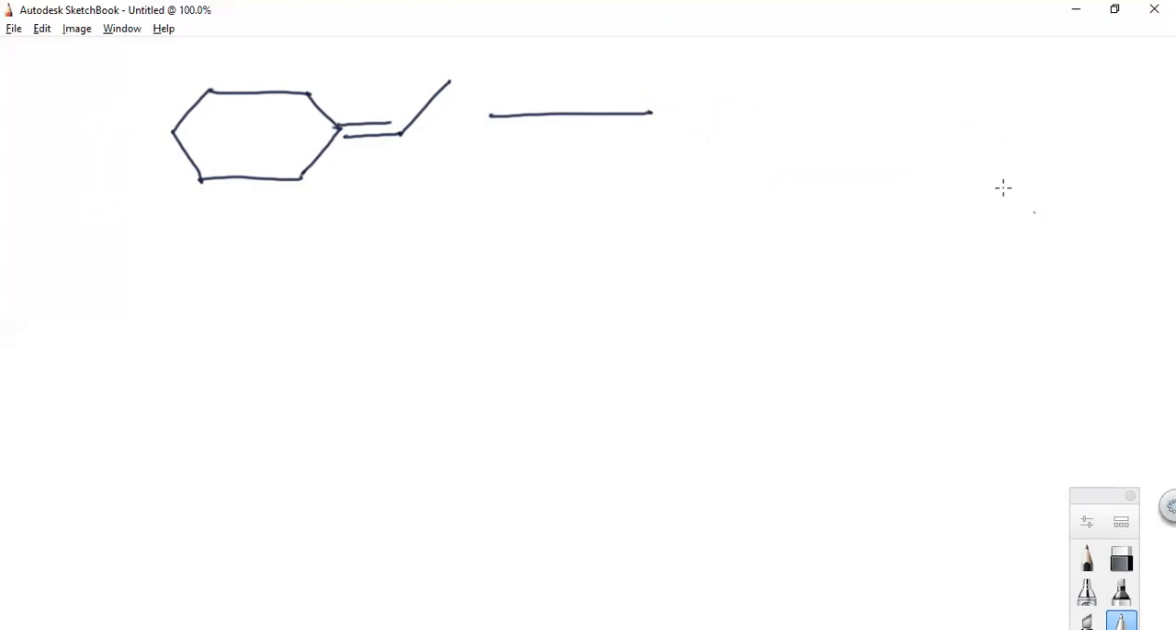Let's do this. Let's say we have these conditions: hot, concentrated KMnO4. Before you solve, I'd like to say this is actually a context from AS, so it would be better if you get revision. You need to write the products.